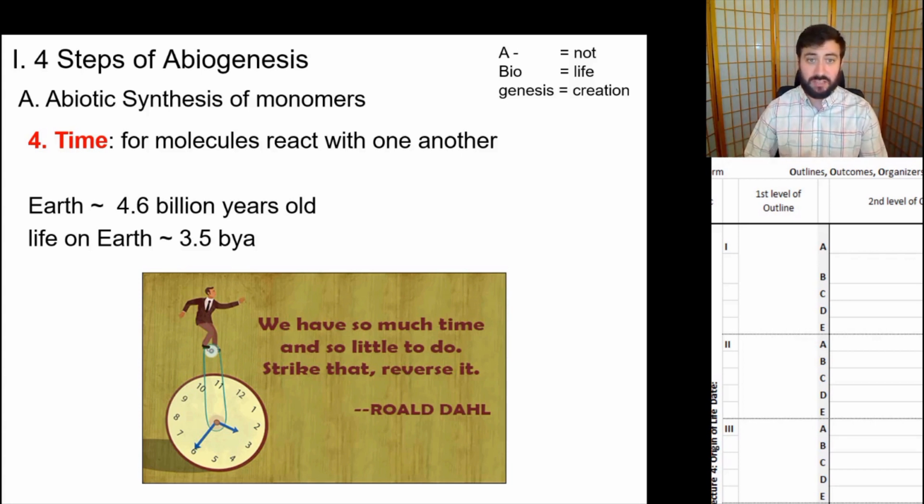We don't have too much oxygen to mess things up. So now we just have to wait for a long time. Earth is about 4.6 billion, that's billion with a B, years old, and we think that life started about 3.5 billion years ago. So I'll do the math for you. That's about 1.1 billion years we had to wait for anything to happen at all. We just had to sit and wait.